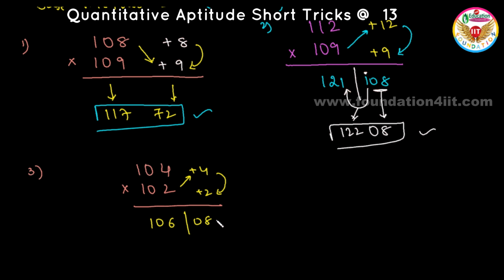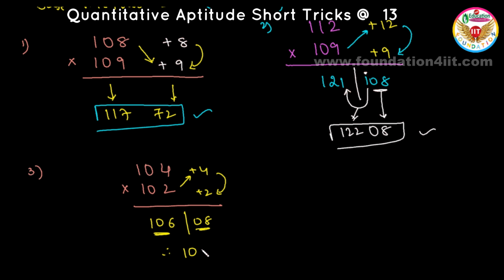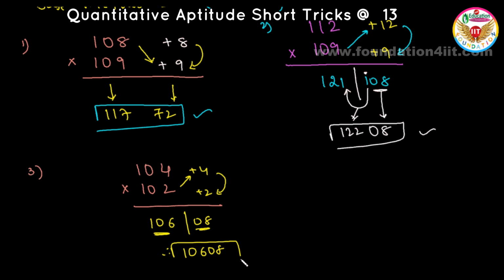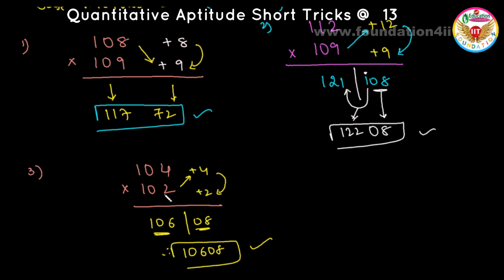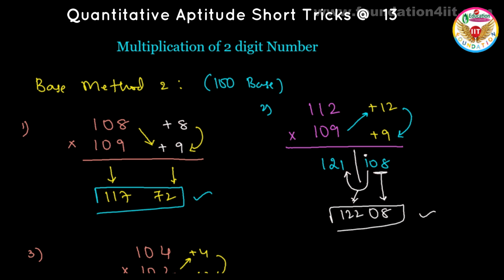But it must have a 2-digit place. If it is 3-digit, you can add the 100 to the previous. If you get a single digit, you can write it as 08. Therefore, the answer is 10,608. Yes, 10,608 is the multiplication of 104 and 102. So when both numbers are in the base 100 concept and just more than 100, you can use this method.